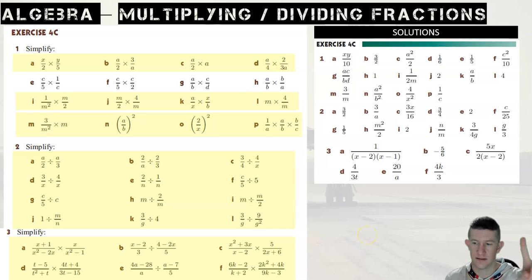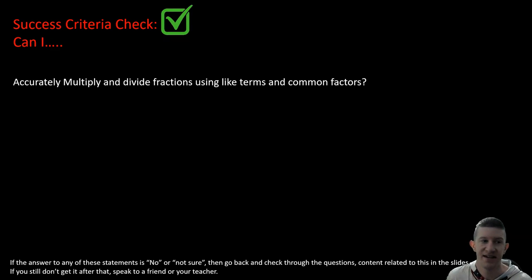Answers are above. So, success criteria check. Can I accurately multiply and divide fractions using terms and common factors? Can I confidently reciprocate these fractions using that reciprocating law where we change the divide to a times? And if the answer is yes, and if you got those questions from the last slide with minimal errors, and all the errors you made are just simple calculator errors, then you're ticking that box, you're ready to move on. If not, you know what to do.